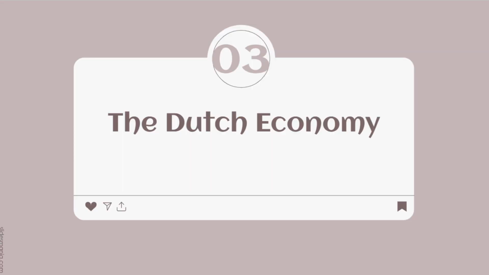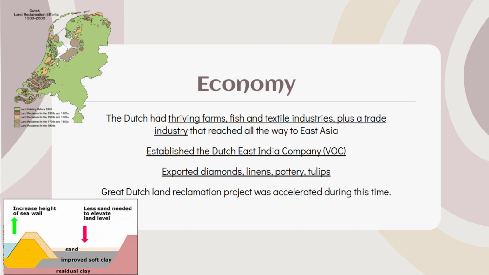Which then leads us to one of the most important parts of the Dutch Golden Age, which is the Dutch economy. Now, the Dutch already had well-established businesses at this point in time. They had thriving fish farms and textile industries, and a trade route that reached all the way to East Asia. This was all developed and established by the Dutch East India Company, or VOC, their acronym. Through that, they exported diamonds, linens, pottery, tulips, all these different luxury items.